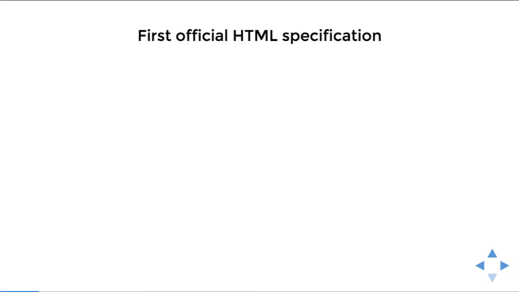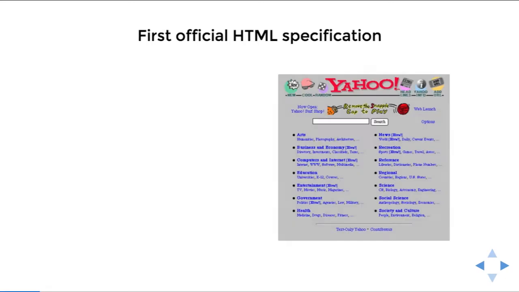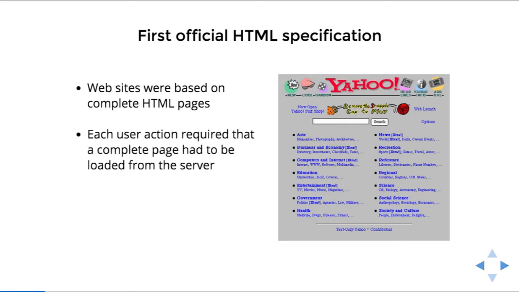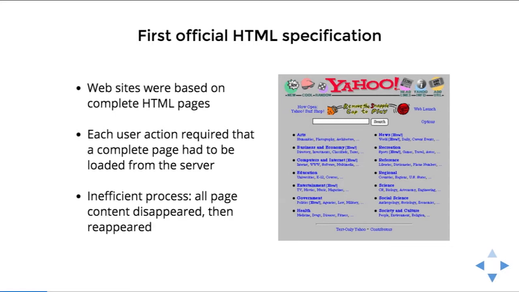But what did websites look like in those days? Like this. I can tell that they weren't pretty. But what is more important, the websites were based on complete HTML pages. Each user action required that a complete page had to be loaded from the server. So we know that it was an inefficient process. All page content disappeared and then appeared again.